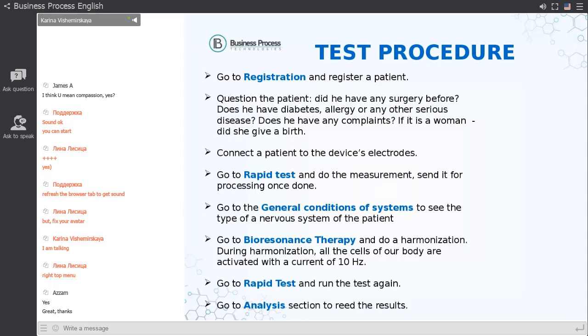Once we do harmonization, once it is done, we ask him to relax, close his eyes again, and we return to rapid test, and we run the test again. This is a test we will be using for reading, because the first test we give, it's like false information. Because as I told you before, the person is not prepared. He may be stressed. He may have some expectations of this test. And the second test after harmonization is our true test.